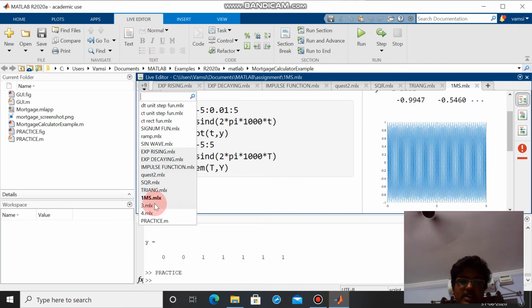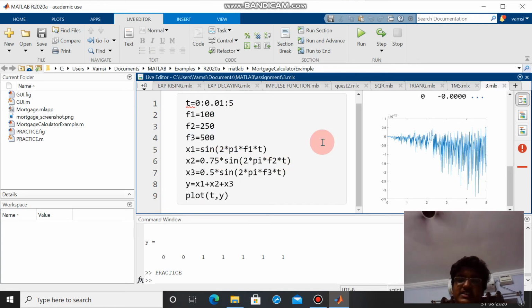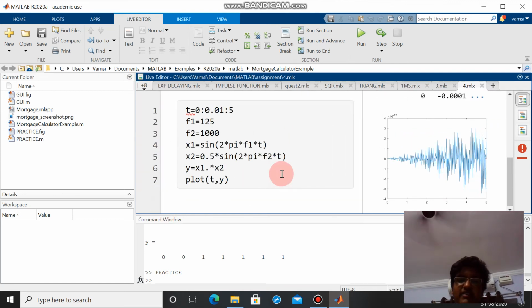And we are having the addition of signals. So I have declared the signals x1, x2, x3, and y is equal to x1 plus x2 plus x3. The sum of signals looks like this. And next we are having multiplication of signals. So again I have declared x1 and x2, and y is equal to x1 dot star x2. So this will be in this manner.